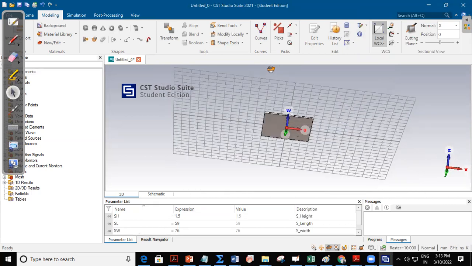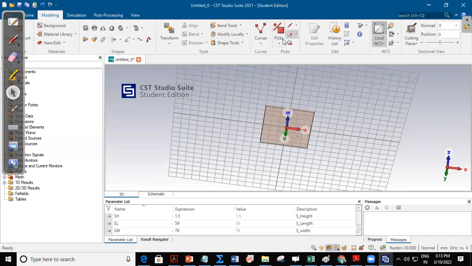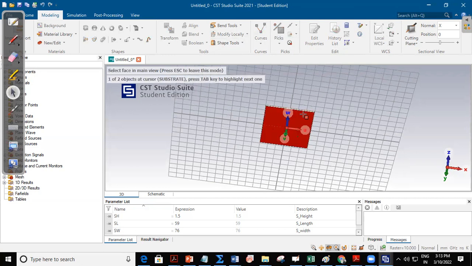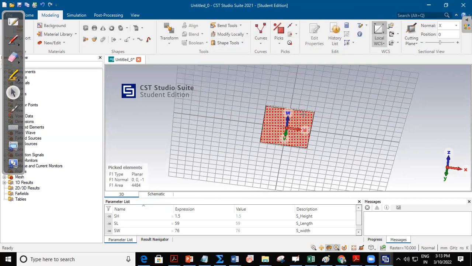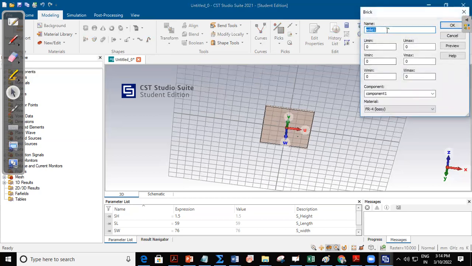Now turn it over, to the back side, the opposite side. Go to pick face and double click here. Near the local WCS, there is a second terminal here. Go to the arrow and write align WCS with the selected face. At the bottom, we are going to create the second component, which is the ground plane. I selected this, and now the orientation is downside. Now take a brick and name it ground plane. The ground plane's width and length are the same as the substrate, as you know. It is going to cover it completely.